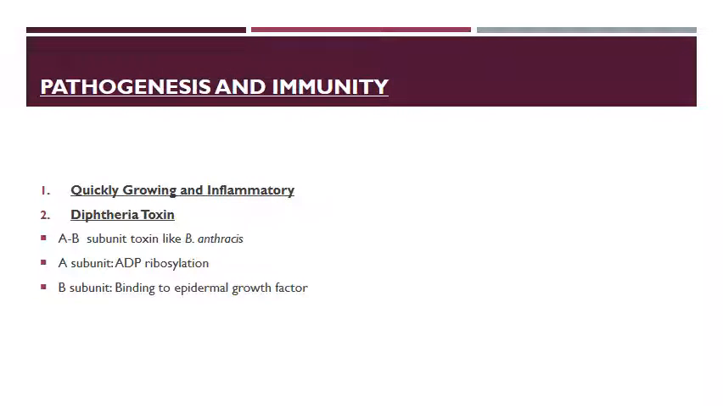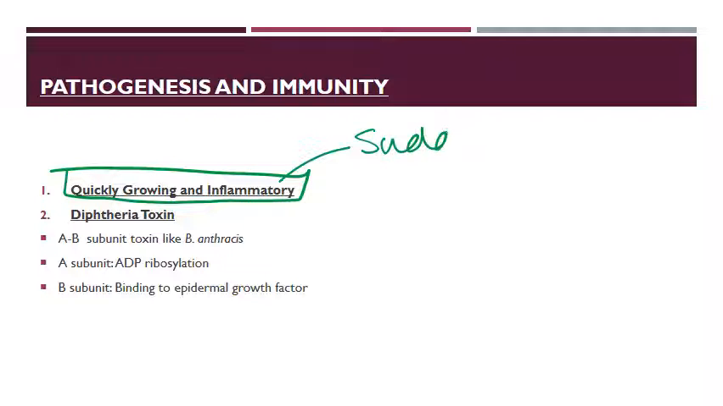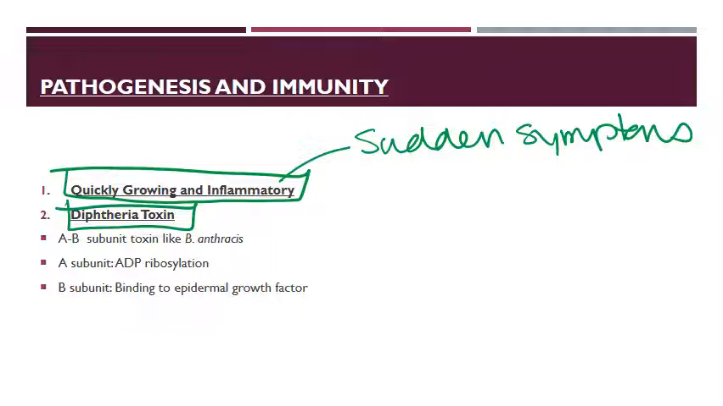So it really has only 2 methods of causing disease. It's a quickly growing and highly inflammatory pathogen. So that means you can get really sudden symptoms. And these sudden symptoms are actually typically due to an exudate that forms, which we'll talk about in a second. The second reason is, you guessed it, another toxin. So you got to know your toxin. I'm going to give you a mnemonic device to remember this one that both Sketchy and Step 1 came up with, which I think is helpful.